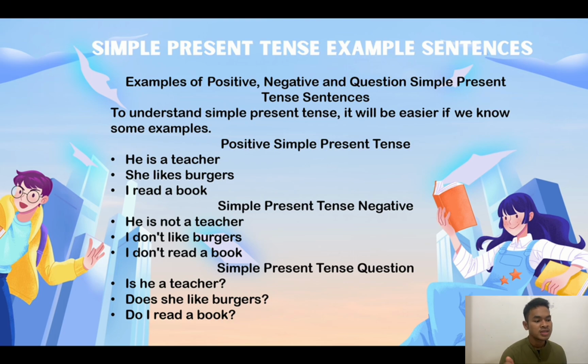It's positive. She likes burgers and I read a book. Simple present tense negative. He is not a teacher. I don't like burgers and I don't read a book. And simple present tense question. Is he a teacher? Is he a doctor? Is he a police officer? Does she like burgers? Or do I read a book? Yeah, like that. Positive, negative, and question.